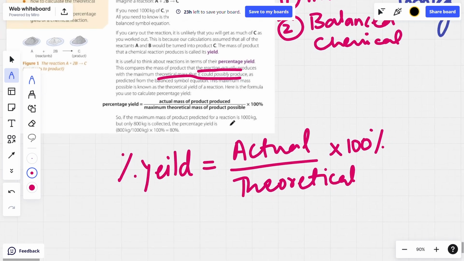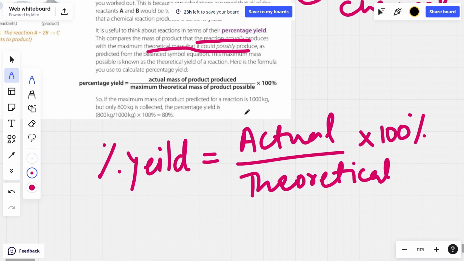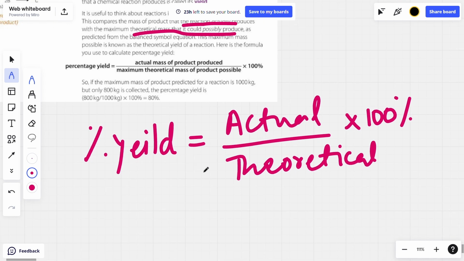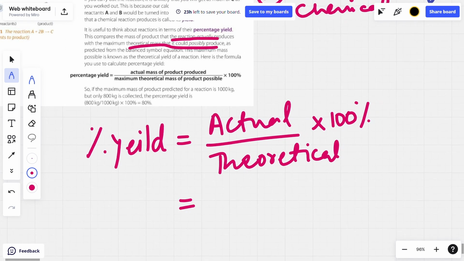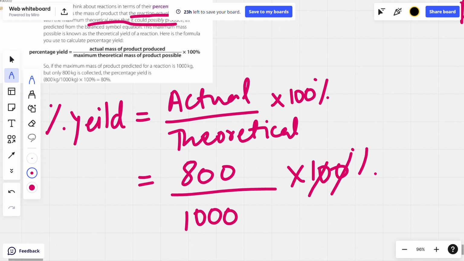So here you can see that if 1000 kg was the product predicted for a reaction and only 800 kg is collected, that is the actual yield, how much would the percentage yield be? If 800 is the actual yield and 1000 is the theoretical yield, you can easily find the percentage here. Two zeros will cancel, and you will get an 80% yield.